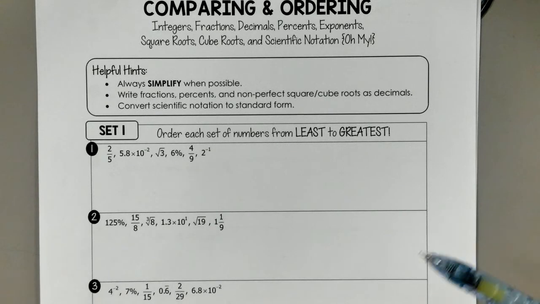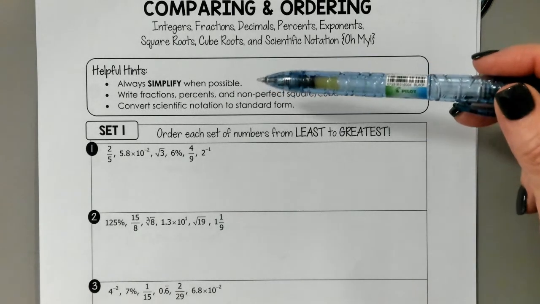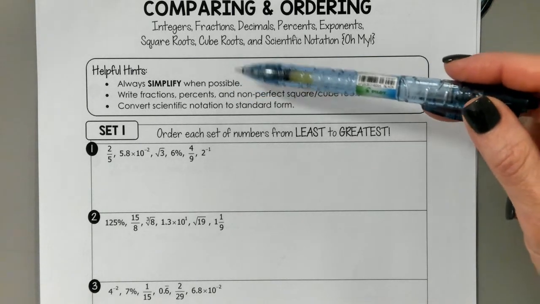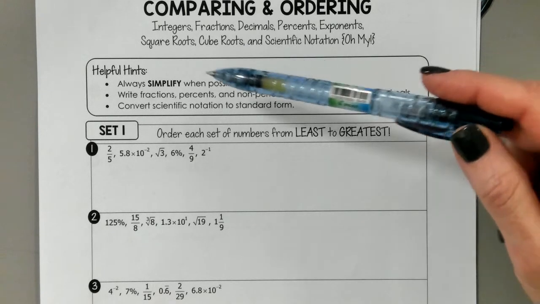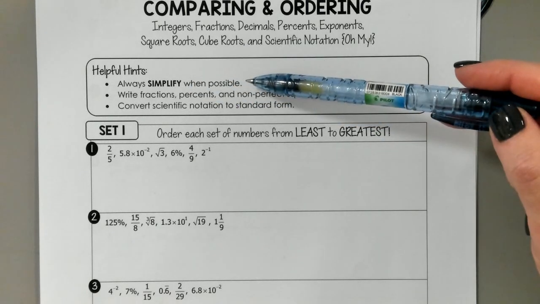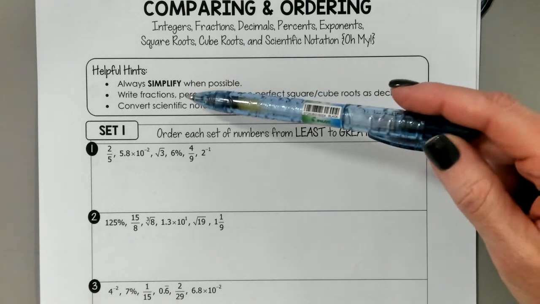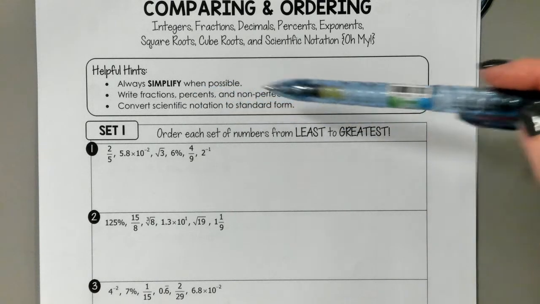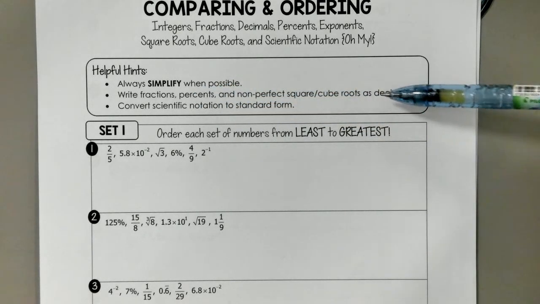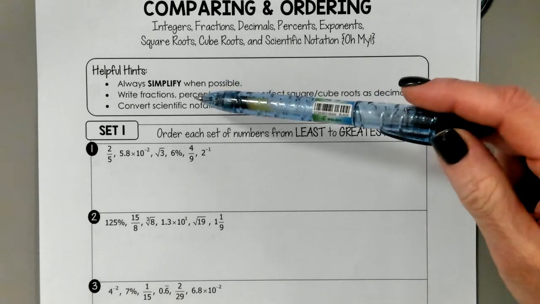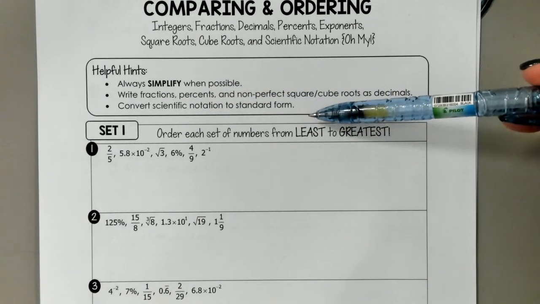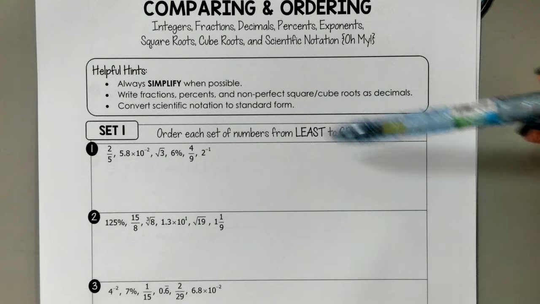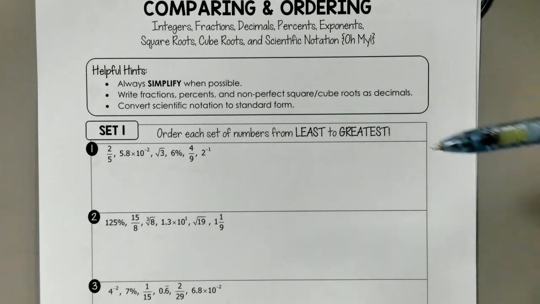I'm going to do a couple of these problems with you, and then you are going to finish the rest on your own. Okay? Up here at the top, they give you the helpful hints. As we told you in class, always simplify when possible. Make your numbers easier. We're going to write fractions, percents, and non-perfect square cube roots as decimals, and convert scientific notation to standard form. And then we're going to put them in order from least to greatest.